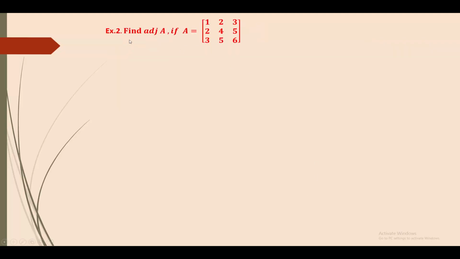Next, example number 2. Find adjoint A, if A equals the determinant whose first row is 1 2 3, second row is 2 4 5, third row is 3 5 6. This is a square matrix, so we can find its adjoint. For the cofactor of matrix A, we know the formula of cofactor Aij equal to minus 1 raised to i plus j Mij.